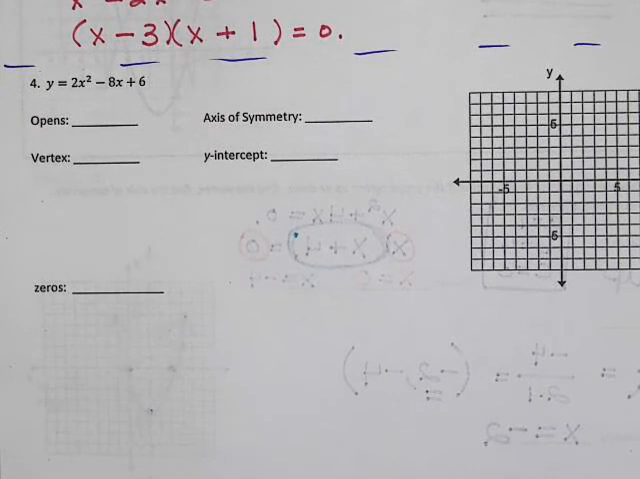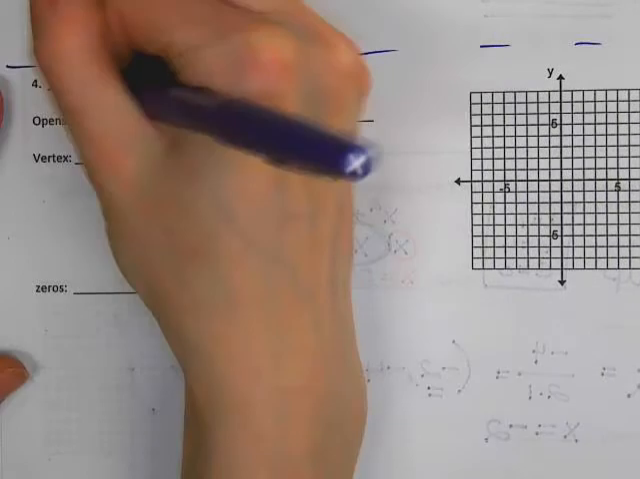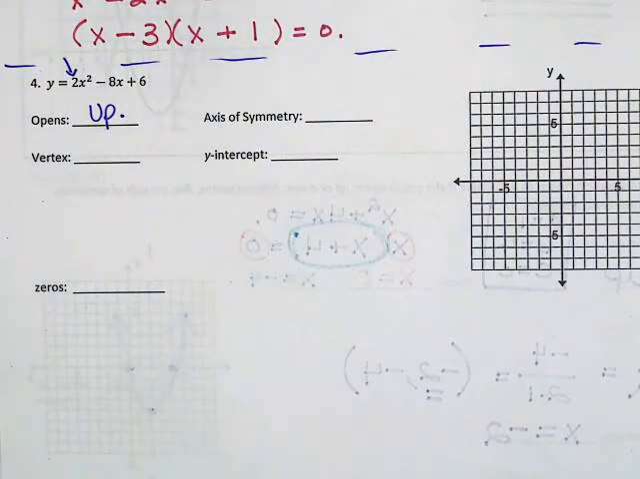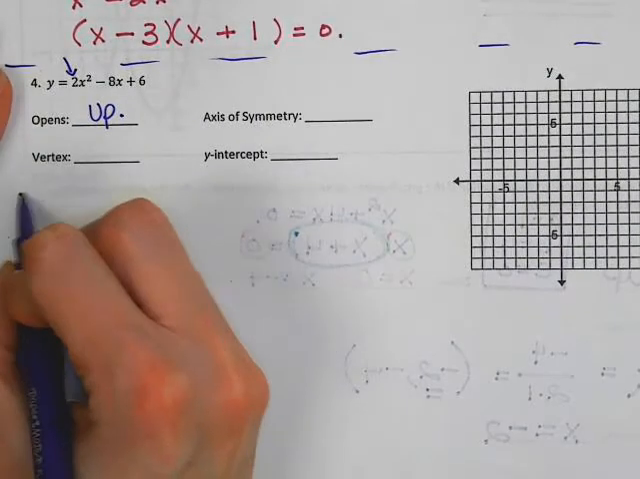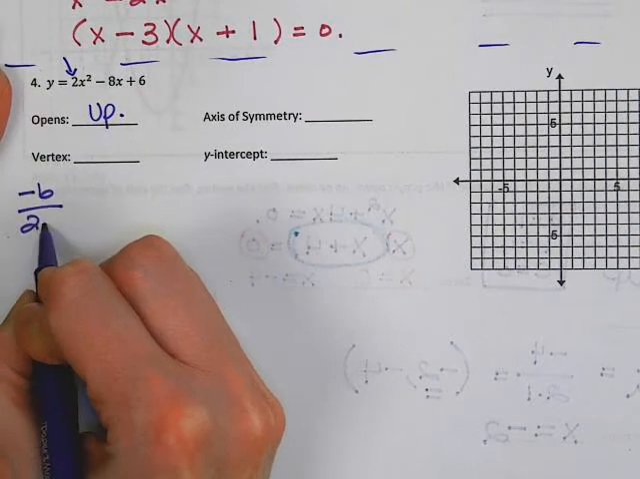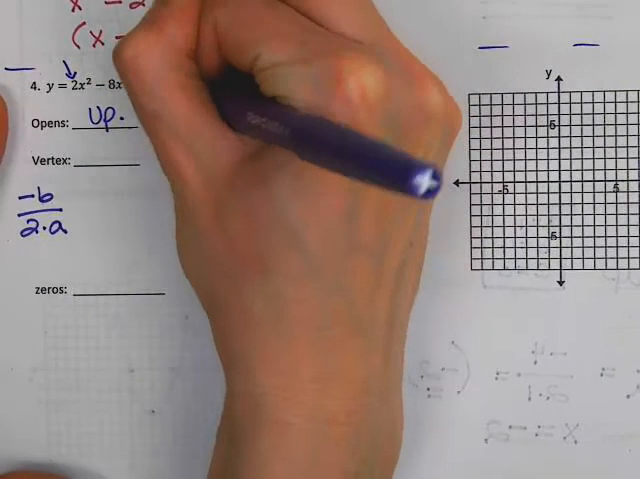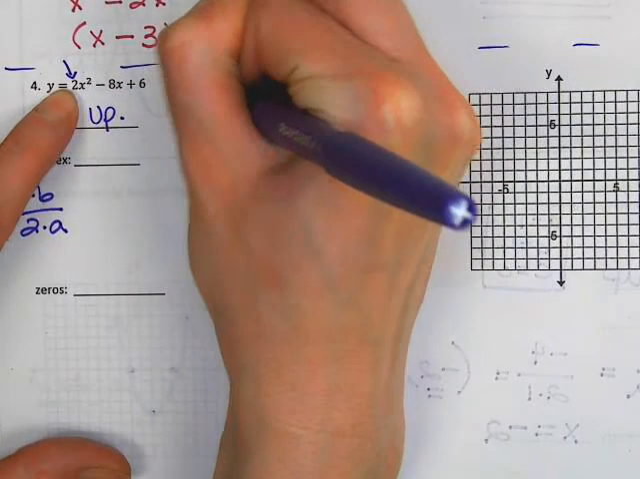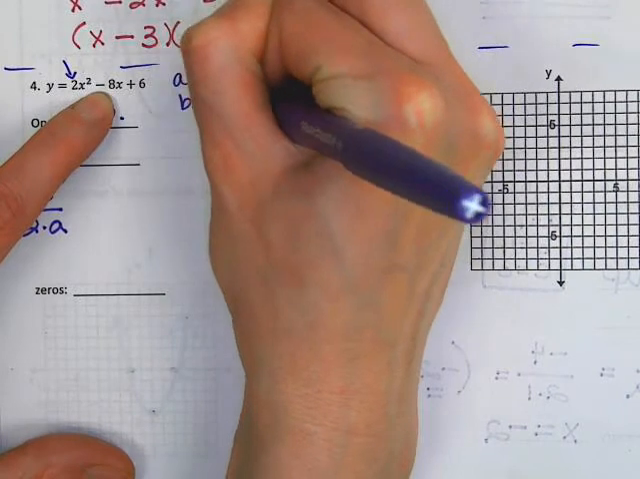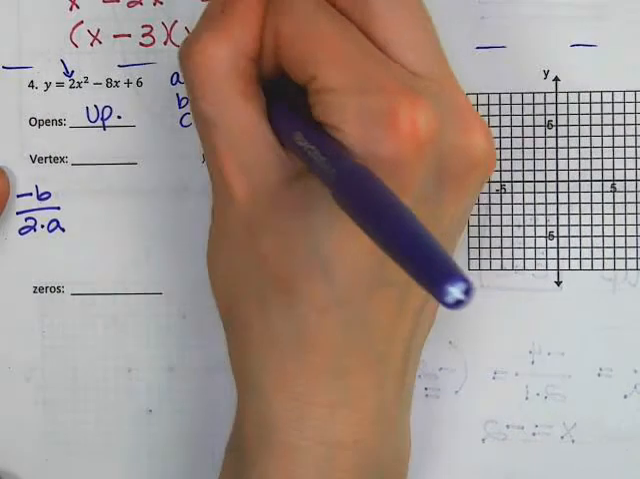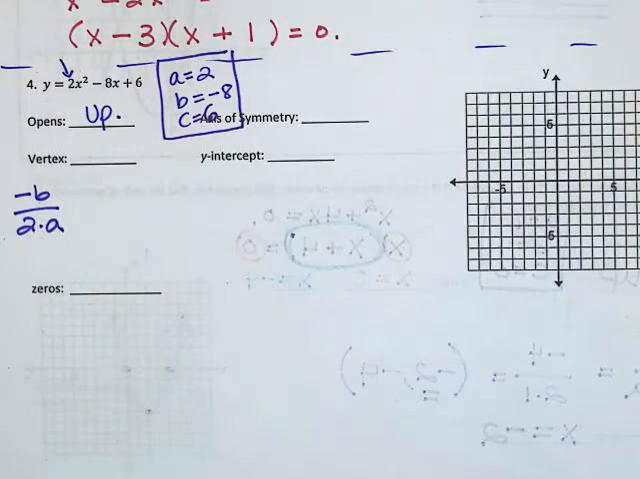Okay, let's run through it. It opens up because the leading coefficient is positive. The vertex is negative b over 2 times a. Okay, so let's make a list of A, B, and C. So in this problem, A is 2, B is negative 8, and C is 6. So there's our list for the vertex.